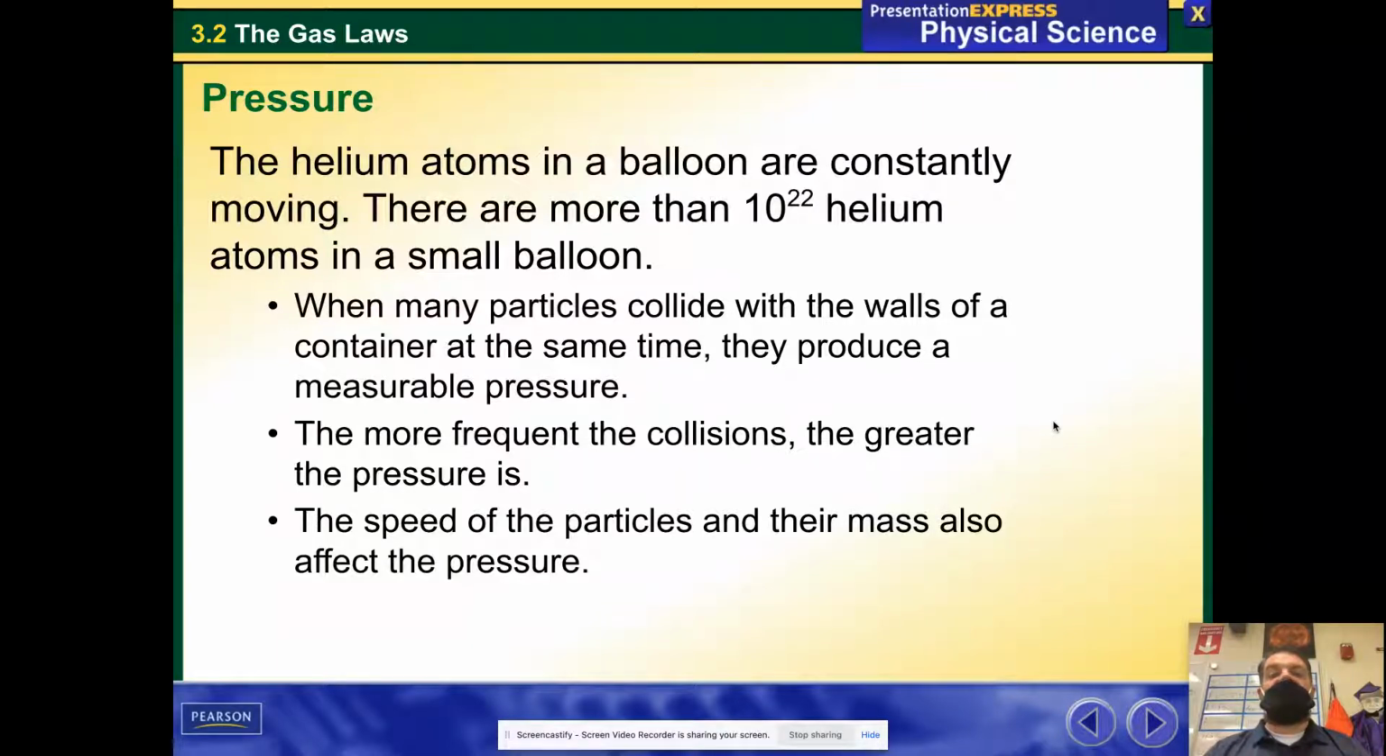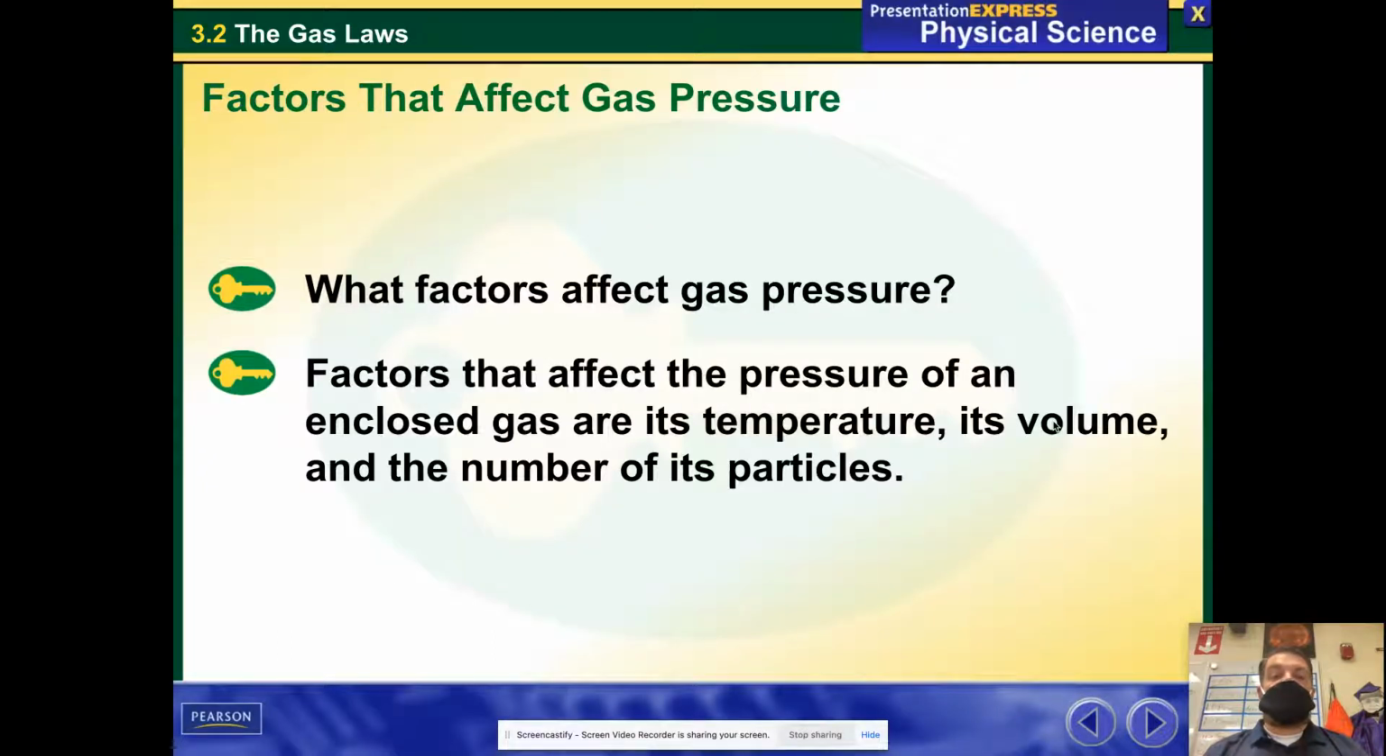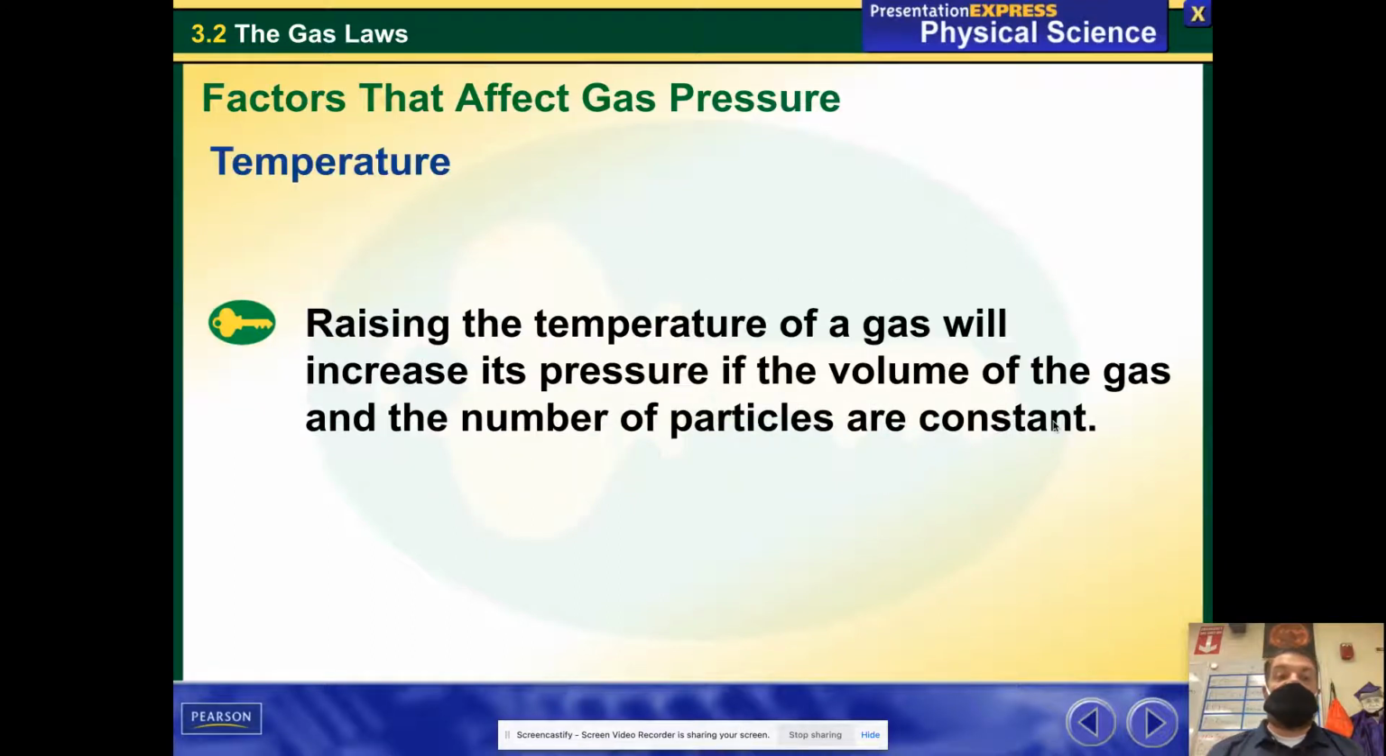When many of those particles collide with the walls of the container at the same time, they produce measurable pressure. Those helium molecules are traveling back and forth in the balloon, and they're pushing up against the walls. And if you put more molecules in there, the balloon will expand. Okay? The speed of those particles and their mass also affect the pressure. So what factors affect gas pressure? The factors that affect the pressure of an enclosed gas are the temperature, the volume, and the number of particles. So they're related. Okay? So raising the temperature will increase the pressure if the volume of the gas and the number of particles are constant.